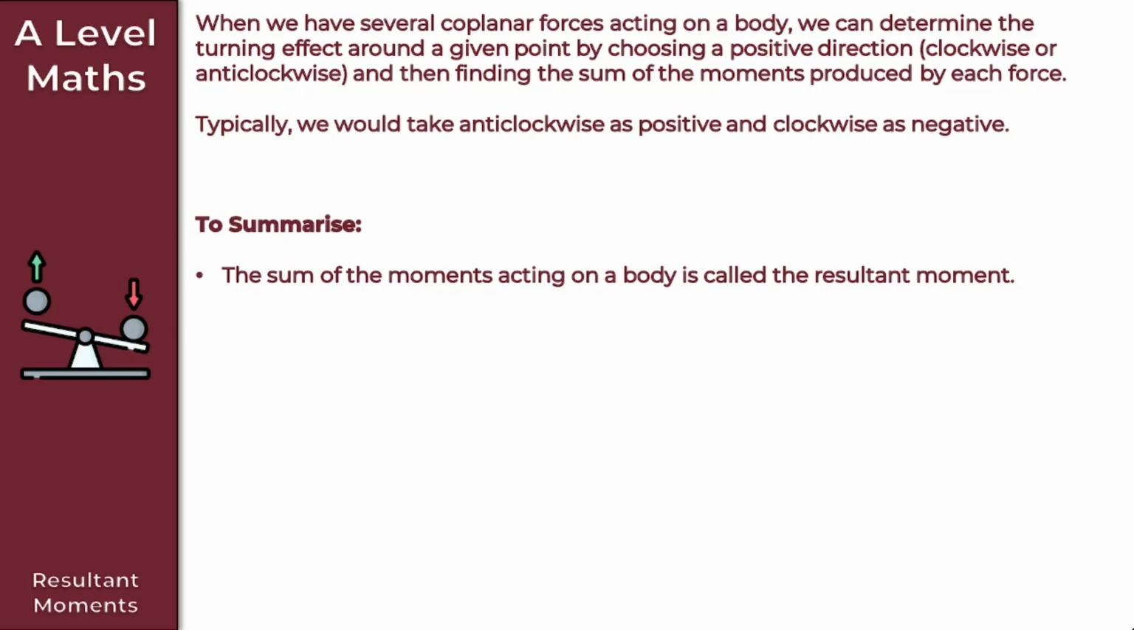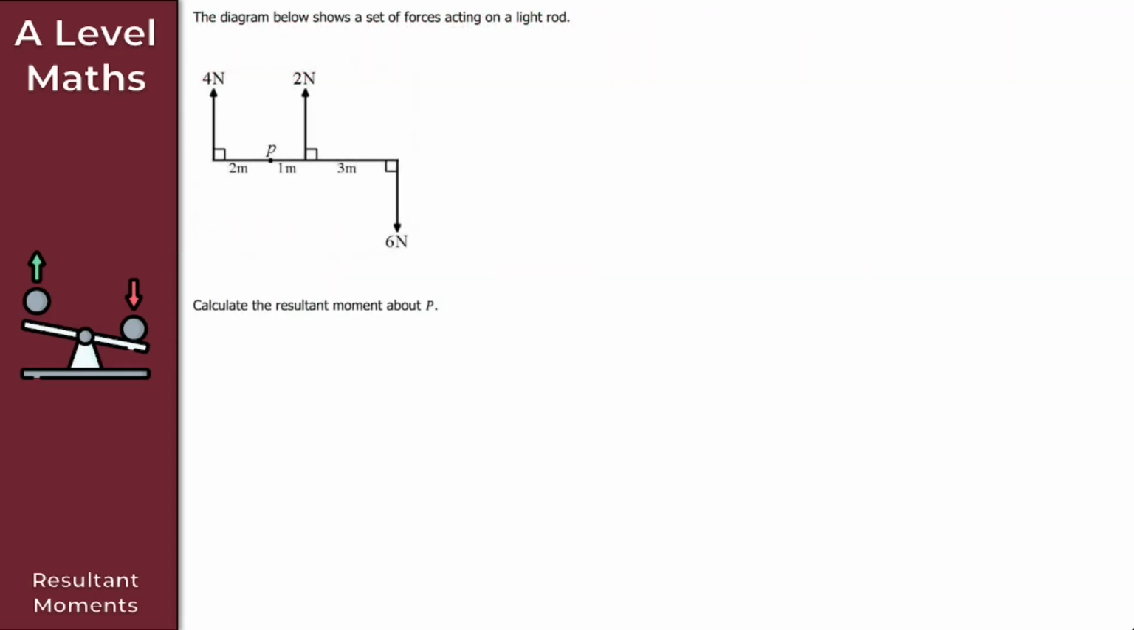Let's get started with question 1. As we can see, we've got this diagram, and it shows a set of forces acting on a light rod. The question asks us to calculate the resultant moment about P.